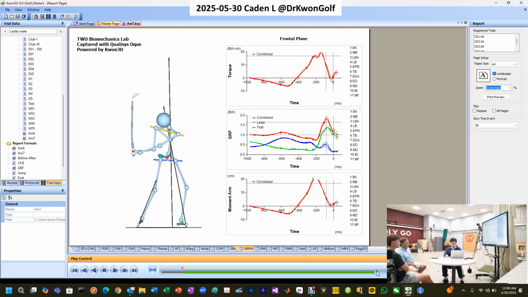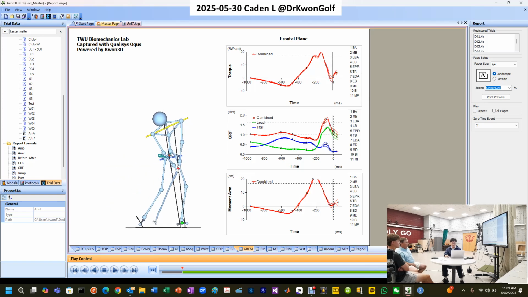And then at impact, you see how much force difference he has between the lead leg and the trail leg here. So still the force is mostly acting on the lead leg at impact. But in your case, the two forces are similar to each other, so the center of pressure is pretty much in the middle of your stance. You need to have a good amount of force acting on the lead foot at impact.